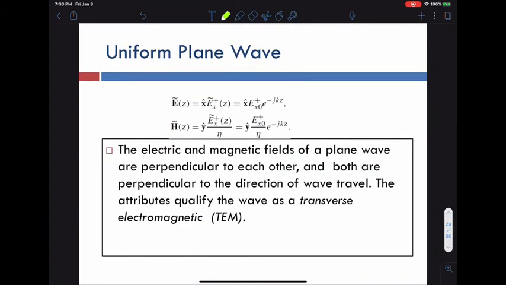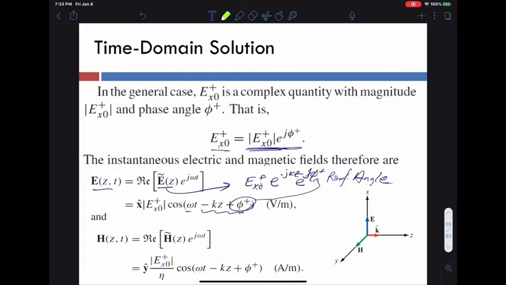So now that's over here. Electric field and magnetic field of a plane wave are perpendicular to each other. That's what I'm saying. One is x component, one is y component, and both are perpendicular to the direction of travel. So both are going to z direction. So x and y both are perpendicular to z, and this is called TEM, transverse electromagnetic field or wave.